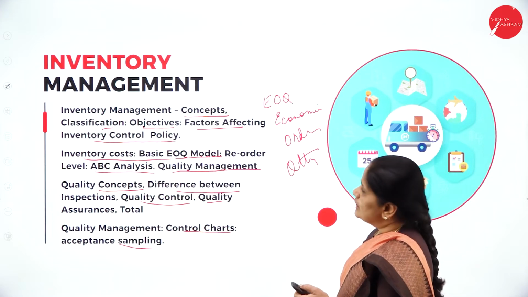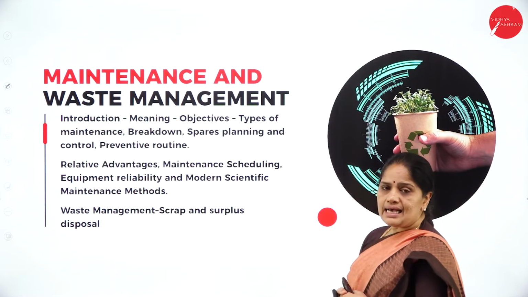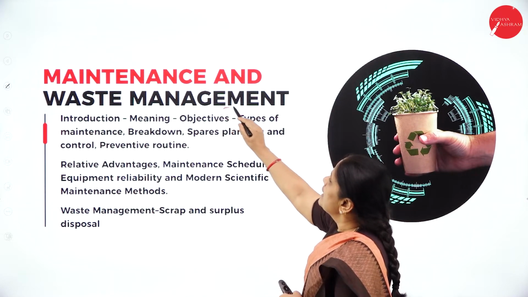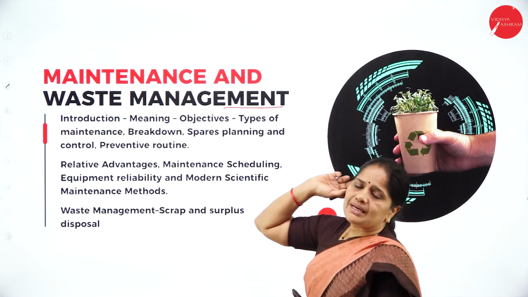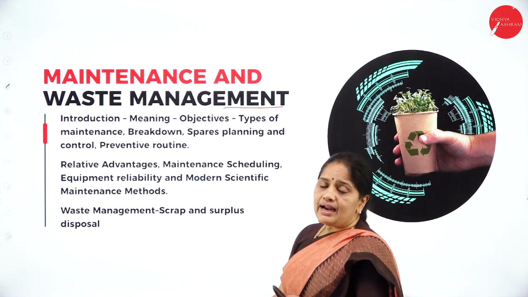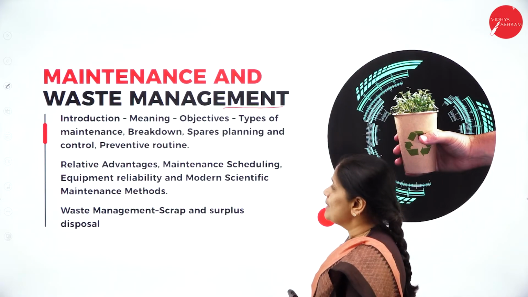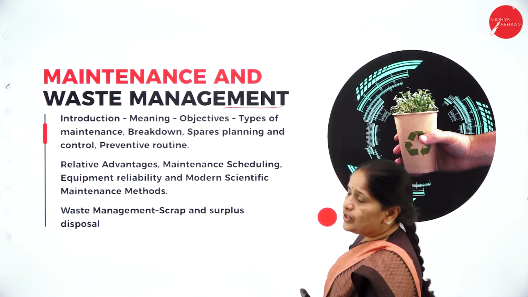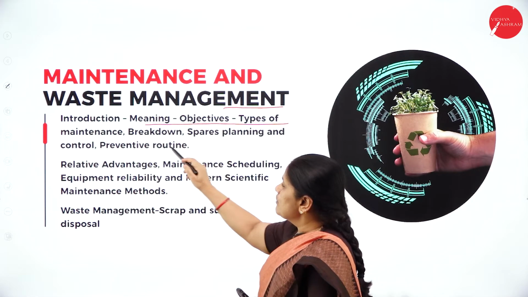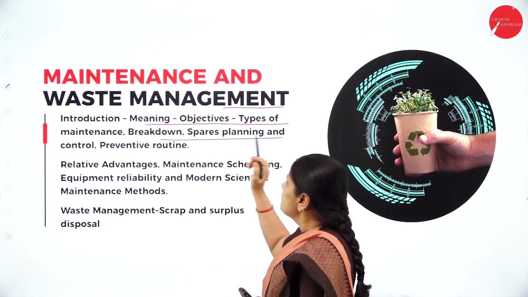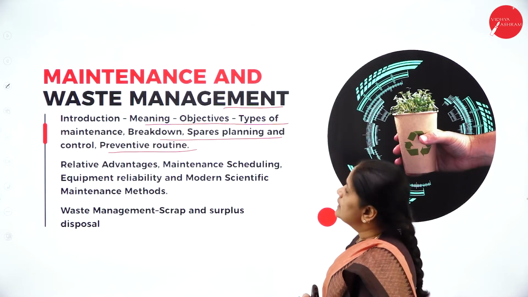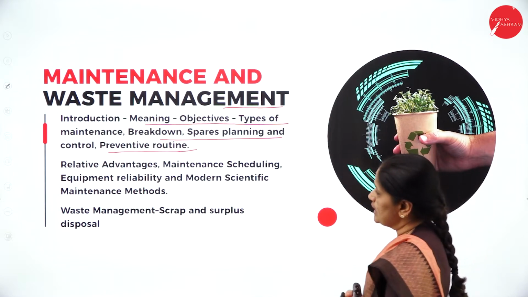So what are the various quality control measures, the difference between quality control and quality assurance, and quality management. So in the next chapter, that is the last chapter, unit 5, we have maintenance and waste management. So how do you maintain the entire factory and what is the waste management here? So here also it will be an introduction, meaning, objectives, types of maintenance, breakdown, spares, planning, control and preventive routine. So all this will be a part of this 5th chapter.